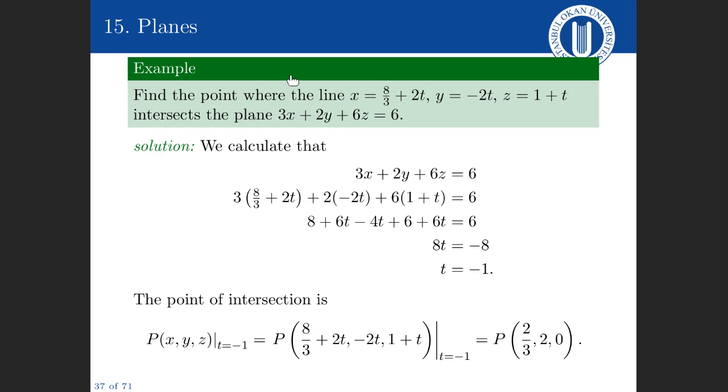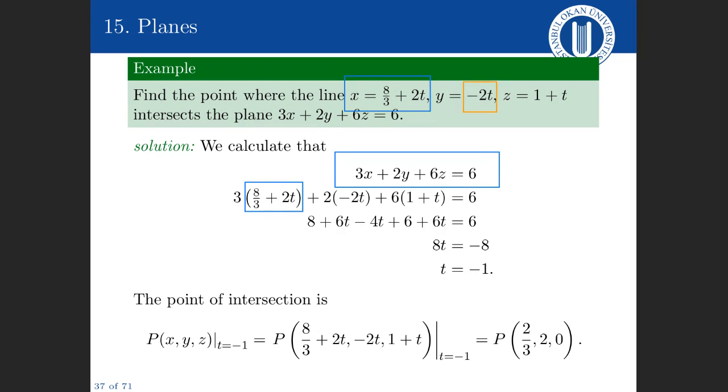What we do is we start with the equation of the plane, 3x plus 2y plus 6z is equal to 6. But we know a formula for x. We know that x is 8 over 3 plus 2t. So instead of writing x, we write 8 over 3 plus 2t.